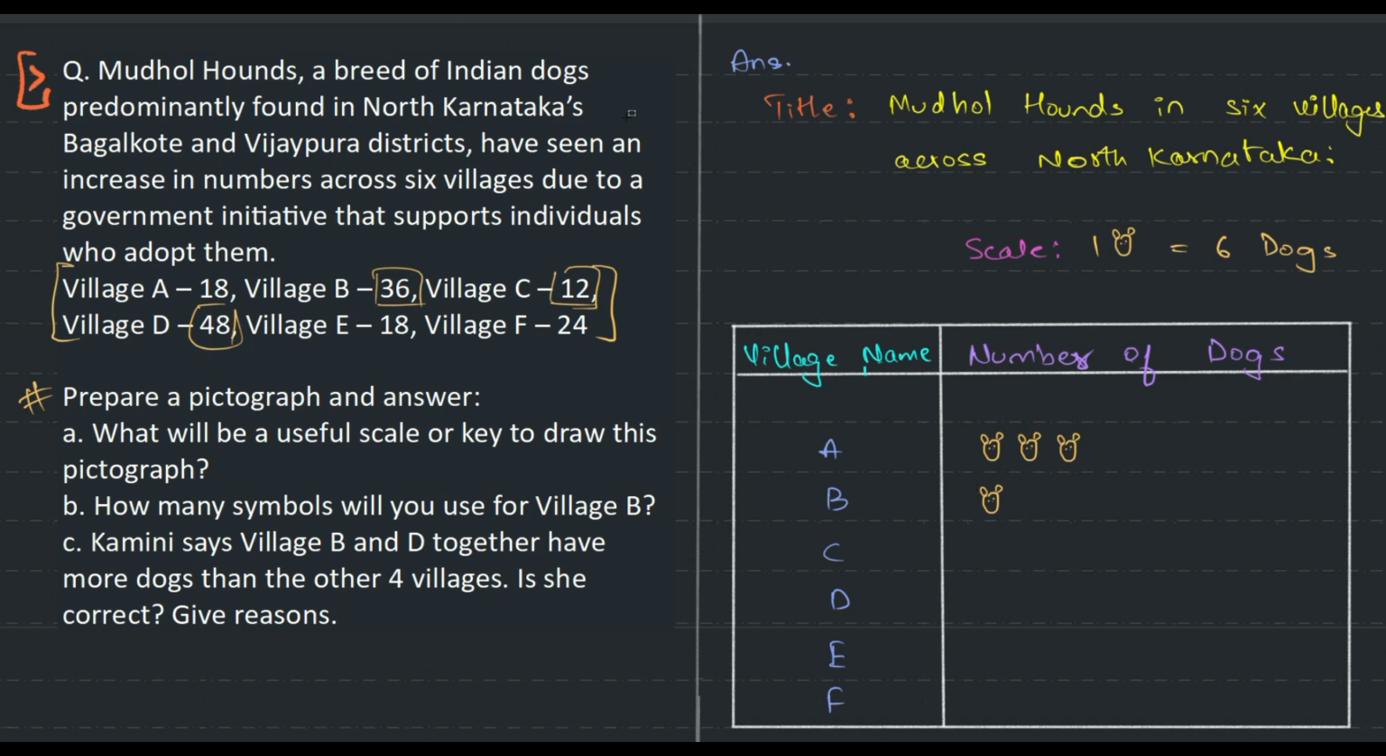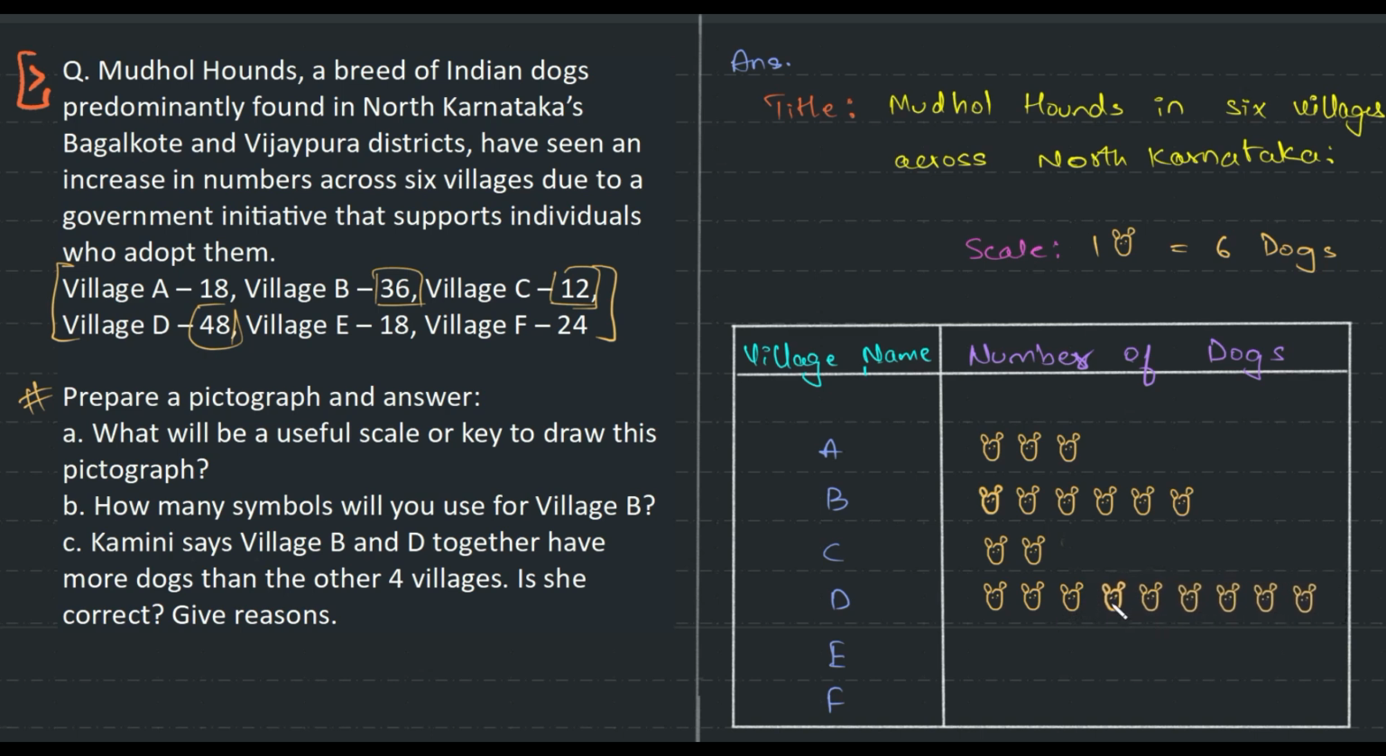Next is 36. So we have the first 3 and how many more? Is this correct or should I add more? No, we have 6 into 6, that is 36. Then we have 12. Is this correct? No, we need to remove 1 because 6 plus 6 will give us 12. Next is 48. So 48 will be how many? 6, 8 is 48.